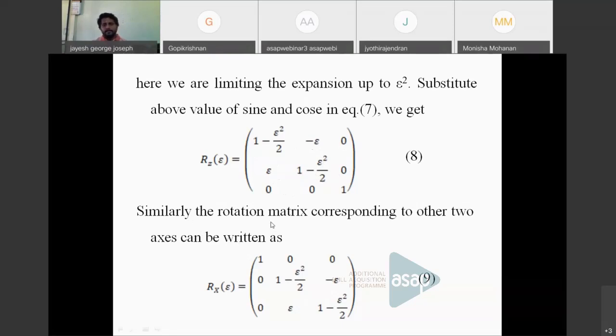Similarly, the rotation matrices corresponding to the other axes can be written. That is, instead of taking Z, we consider the other two axes, X and Y. That is the R_x of epsilon. If the rotation is about the X axis, then the corresponding X component will remain unchanged, that is 1, and Y and Z will change as before. And those are the corresponding values: 1 minus epsilon squared by 2, minus epsilon, and 0, epsilon, 1 minus epsilon squared by 2.